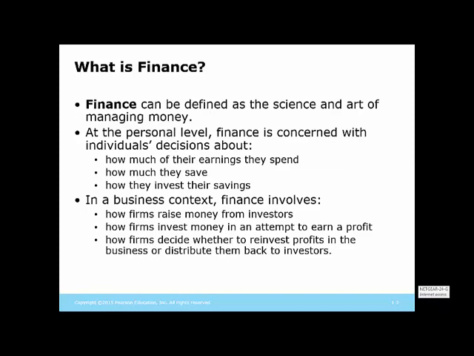On a personal level, really, it's worried about how individuals make decisions, right? How much money should they spend? How much should they save? In fact, of their savings, where should they be saving things? Where are the places, right? On the business context, though, we're going to talk primarily about three things: how a company raises money, how firms invest that money to earn a profit, and how do they decide whether to reinvest profits or give them ultimately back to their investors.